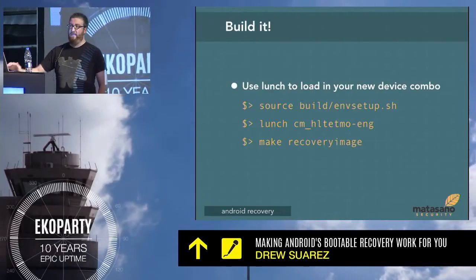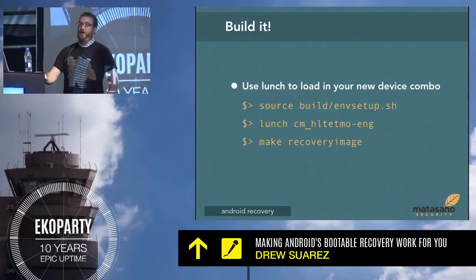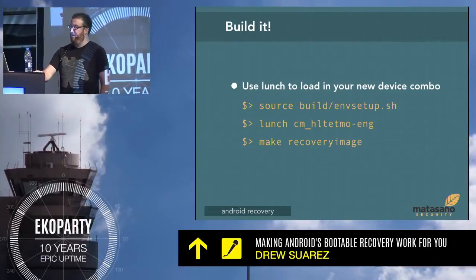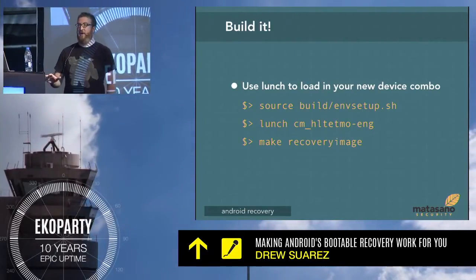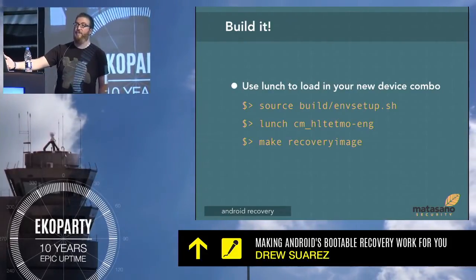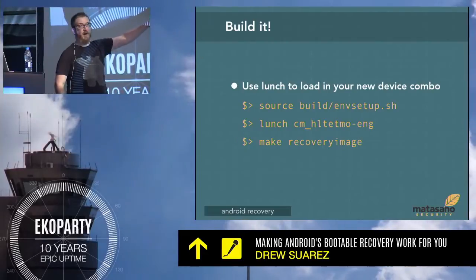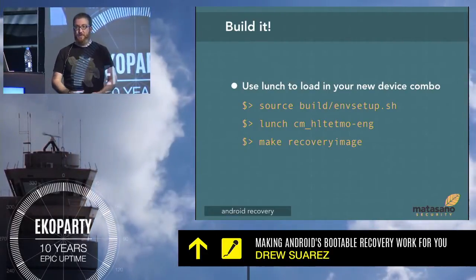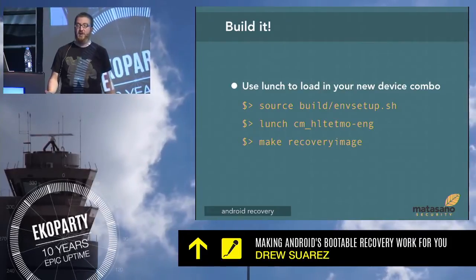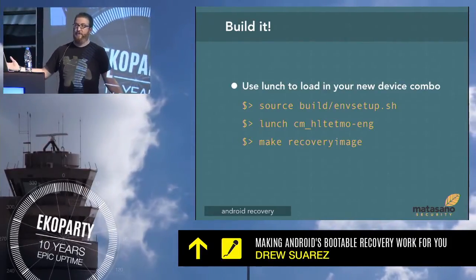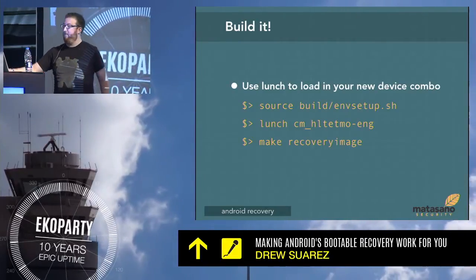So then we use lunch to load our new device combo. It sets all your environment variables, it sets the compile options, and then you can make something like a recovery image. So the make target varies. Recovery image will build you the most standard initial ramdisk image. There's other types you might see, and sort of outside the scope of this, but read the makefiles.